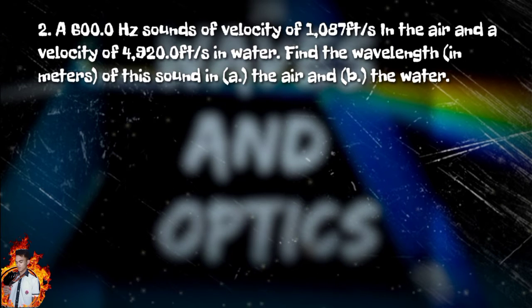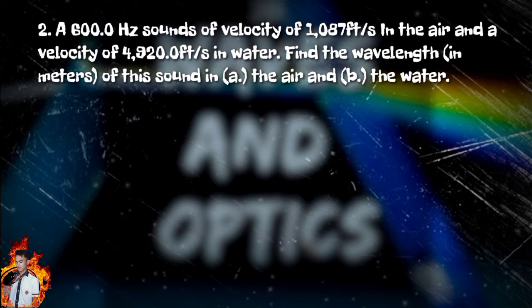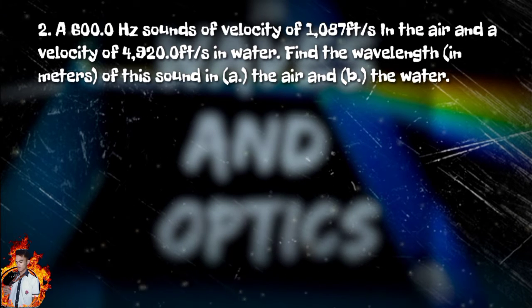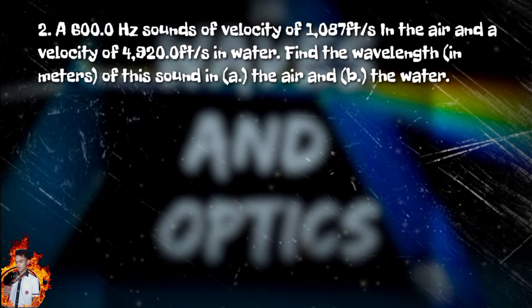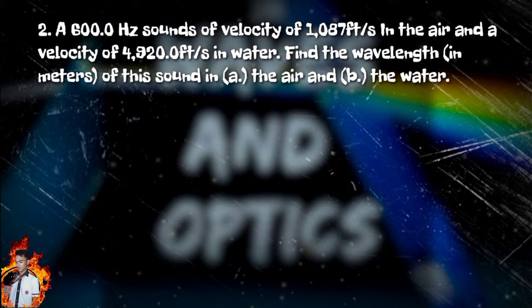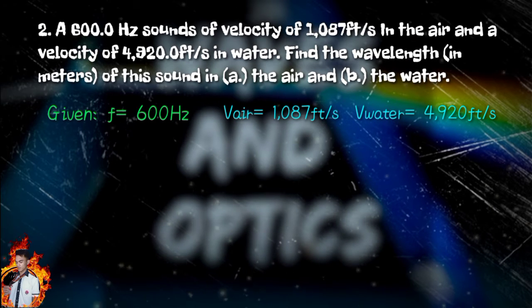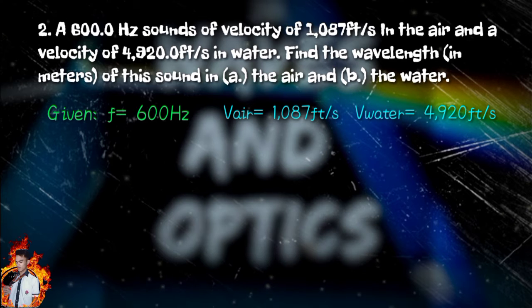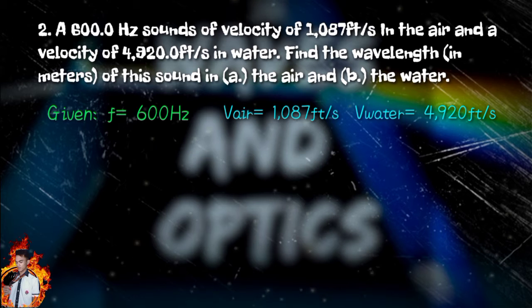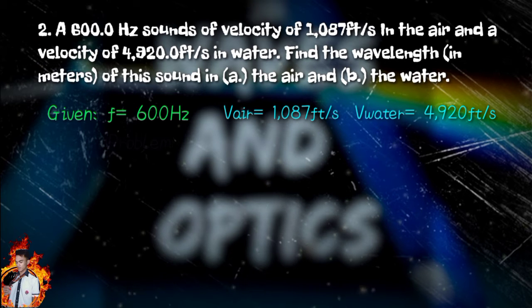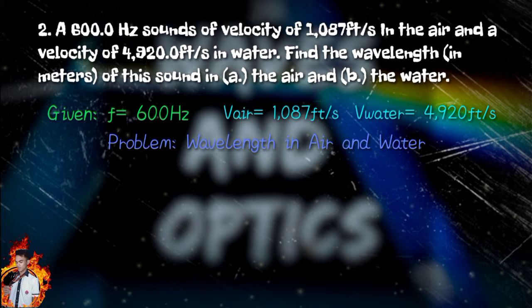A 600 Hz sound has a velocity of 1087 feet per second in the air and a velocity of 4920 feet per second in the water. Find the wavelength of this sound in the air and in the water. Given the frequency of 600 Hz and the velocity of sound in the air 1087 feet per second and the velocity of the sound in the water 4920 feet per second. And the problem is to find the wavelength in air and water.